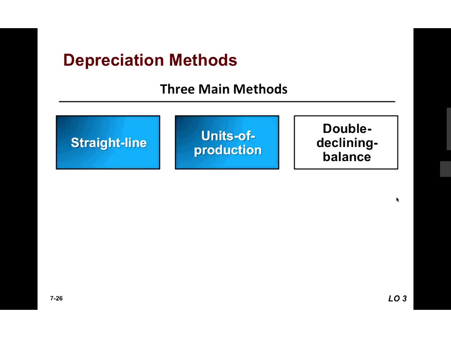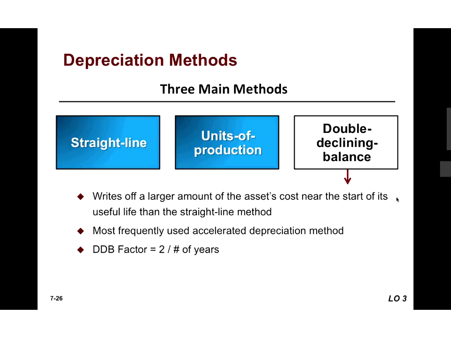So the last method, double declining balance method. Double declining balance method starts by writing off a much larger amount early in the asset's life.